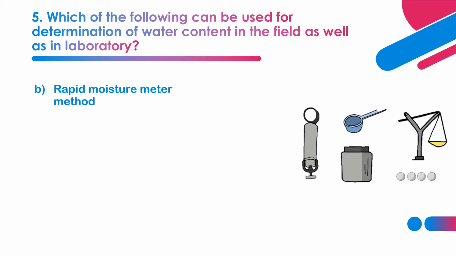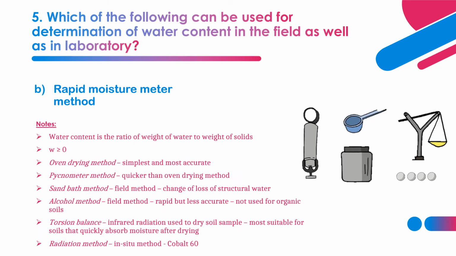And now let's see other important points regarding determination of water content. First of all, what is water content? It is nothing but the ratio of weight of water to weight of solids. W can be greater than or equal to 0. That is, water content has no upper bound. It can be greater than 100 percentage, or we can say greater than or equal to 0.